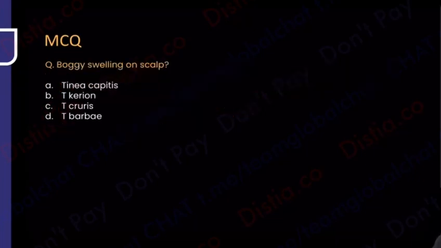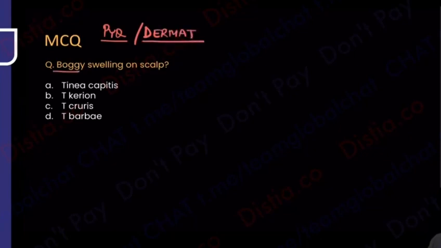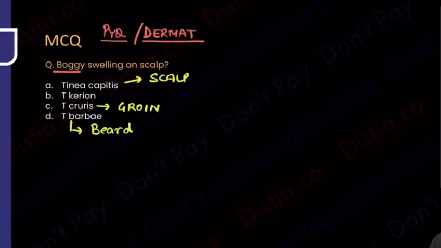Let's go on to a very short question, but something that has come in the previous year papers many times. What is the boggy swelling on the scalp? And actually, this is a dermat question. Boggy swelling. So, tinea capitis, kerion, cruris, or barbae. So, barbae is something that is going to involve the beard, right? Cruris is something that stands for the groin. Capitis means cap, that is on the scalp, but it's not boggy. When they ask me which is the boggy swelling, it is going to be again on the scalp only, but the boggy swelling on the scalp is the kerion.